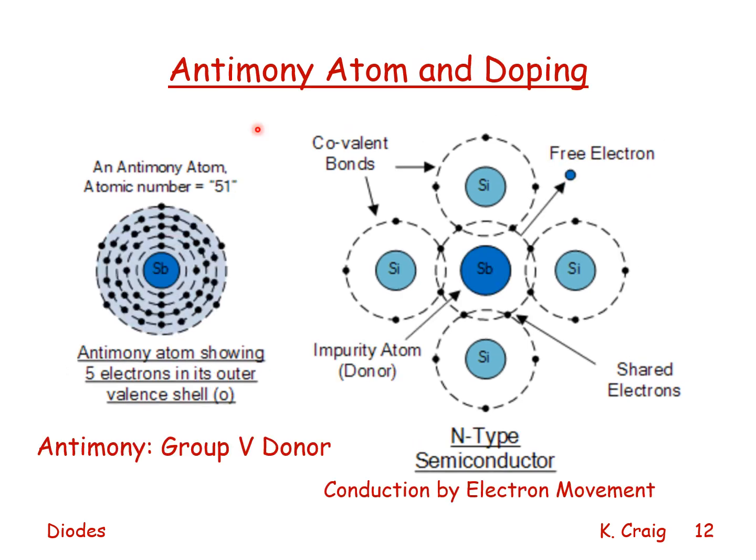Antimony is a group 5 material. Atomic number 51, it has 5 electrons in its outer shell, and it donates electrons to the silicon atoms, thus producing a free electron. It enhances electron movement and creates what we call an N-type semiconductor.